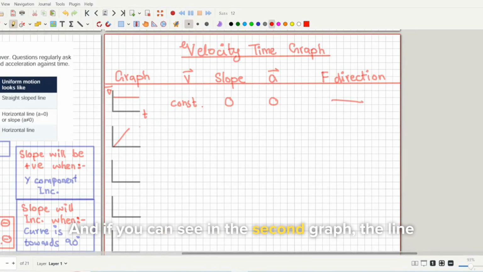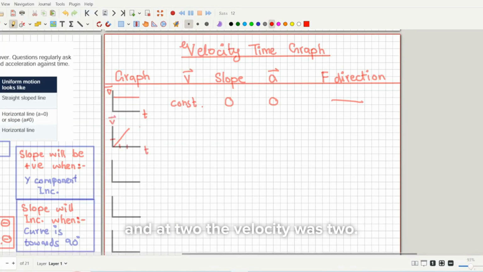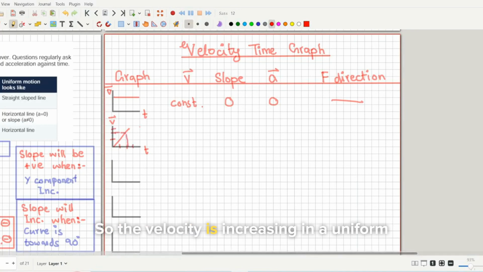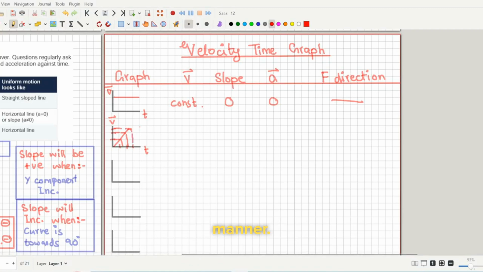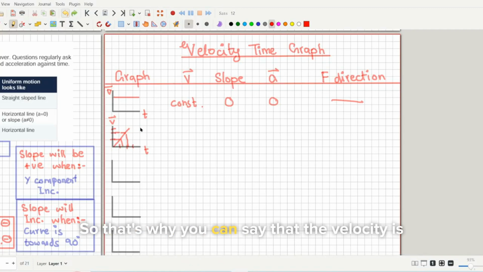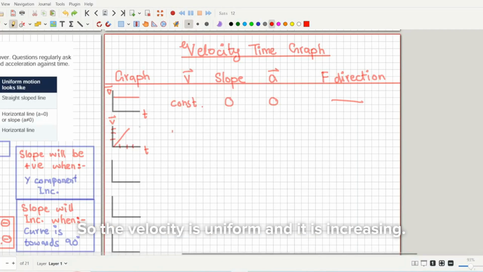And if you can see in the second graph, the line is increasing uniformly like this. As you can see, at 1 second the velocity was 1 meter per second, at 2 the velocity was 2, at 3 it was 3. So the velocity is increasing in a uniform manner. So that's why you can say that the velocity is increasing uniformly. So the velocity is uniform and it is increasing.